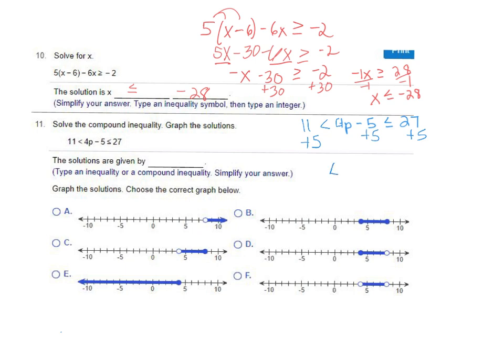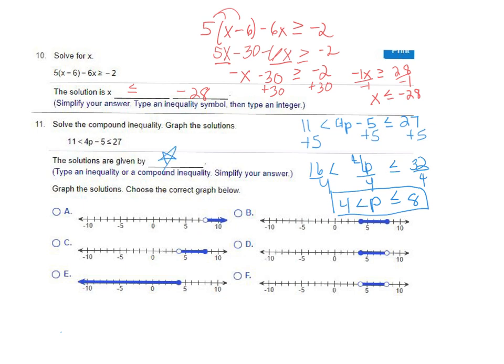And so my symbols I'm going to drop down, and I'm going to have 4p, and then 11 plus 5 is going to give me 16, and 27 plus 5 is going to give me 32. And then my next step is to divide by 4, and when I divide by 4, I'm going to have 4 less than p less than or equal to 8. And so that is going to be my answer that would go up here.